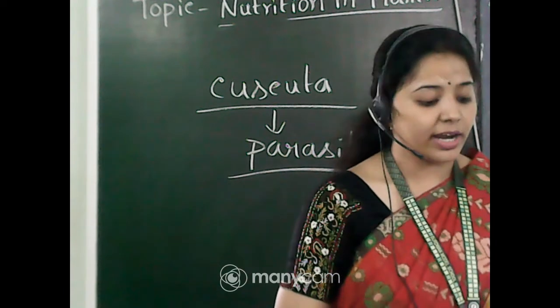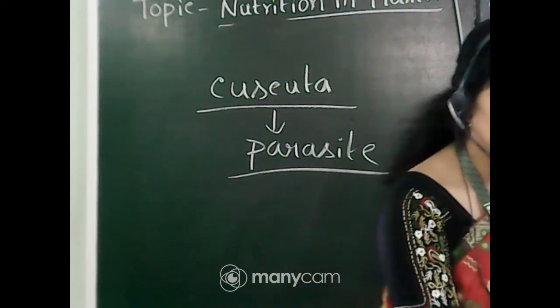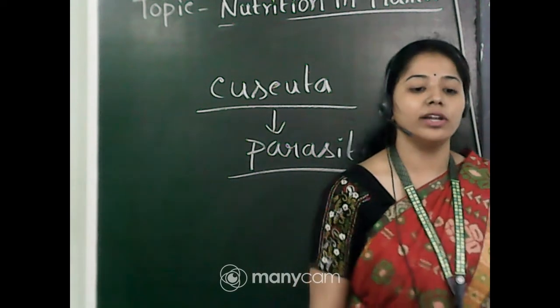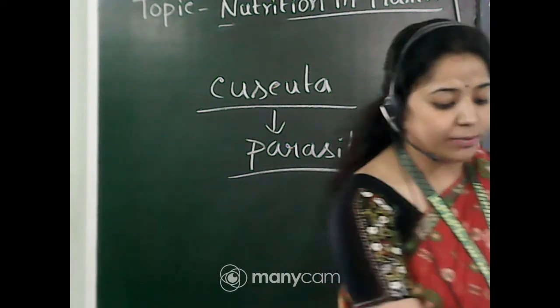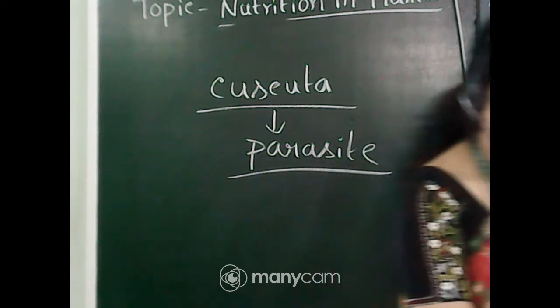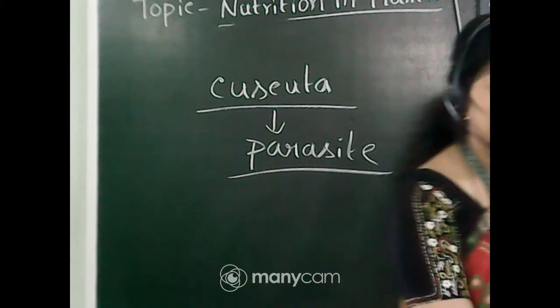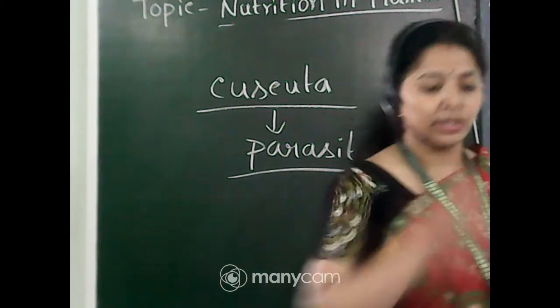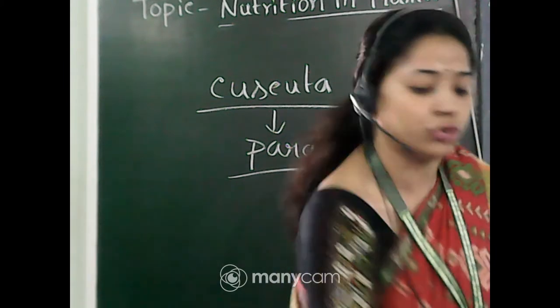Up to this portion, for nutrition in plants that do not contain chlorophyll, we have seen two types of plants: parasitic plants and insectivorous plants. Now we will come to another type of organism, that is saprotrophs.